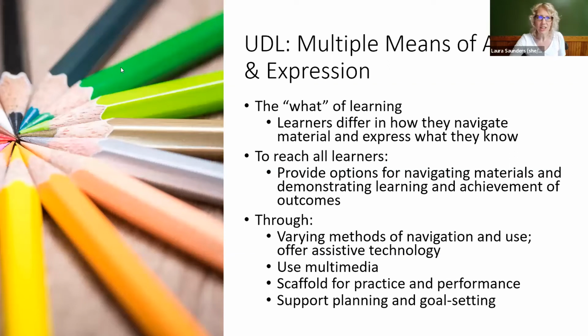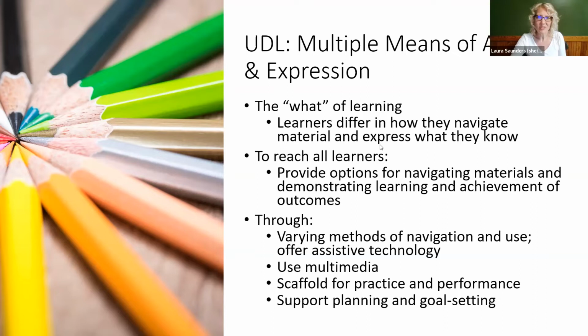And then finally, the third and last principle of universal design for learning is multiple means of action and expression. So this gets to the what of learning, or how people demonstrate what they've learned. And it recognizes that learners differ in how they navigate material and how they express what they know. And so in order to reach all learners, we have to provide them options both for navigating the materials, but also for demonstrating learning and achievement.